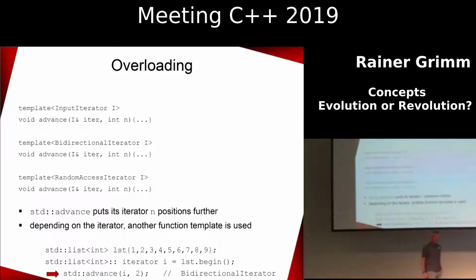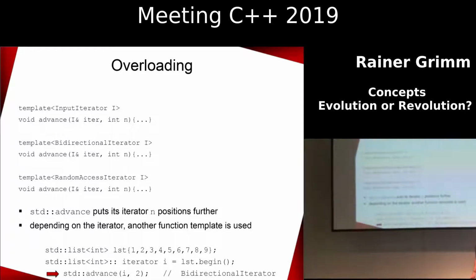This is maybe the 5th version of advance, I know, but this one is quite elegant. You know std::advance from the standard template library. It takes an iterator and a number n, and it puts this iterator n positions further. I overloaded it here on 3 concepts: input iterator, bidirectional iterator, or random access iterator.